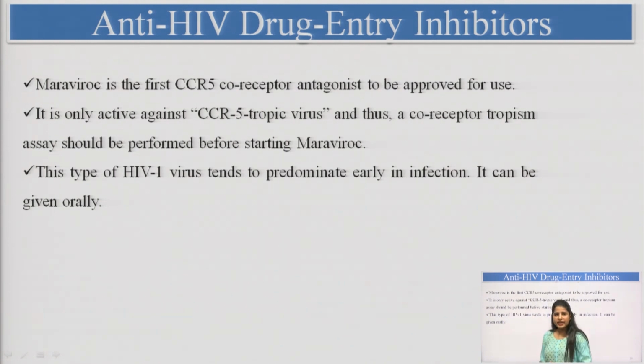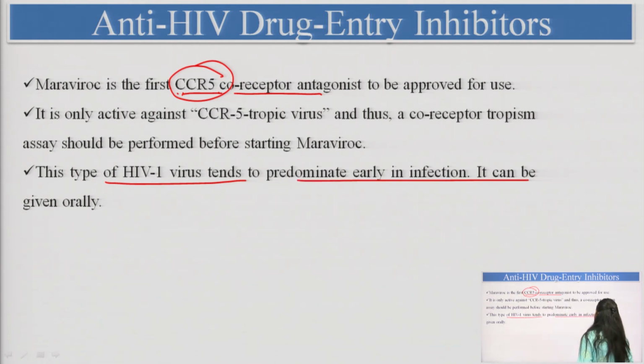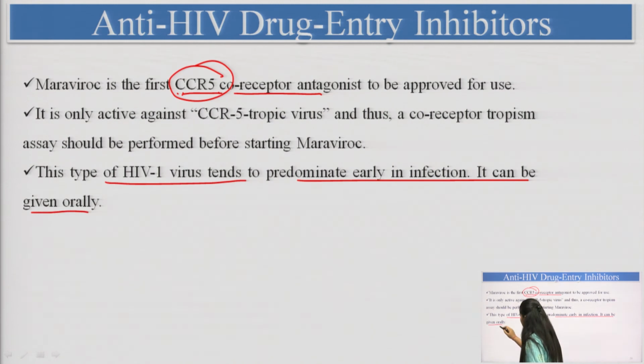Now, coming to maraviroc. Maraviroc is also an entry inhibitor. This drug acts on the CCR5 co-receptor. They are effective on those cells where this particular co-receptor is present. This type of HIV-1 virus tends to predominate early in infection. It can be given orally, so the drug is available in oral form as well.